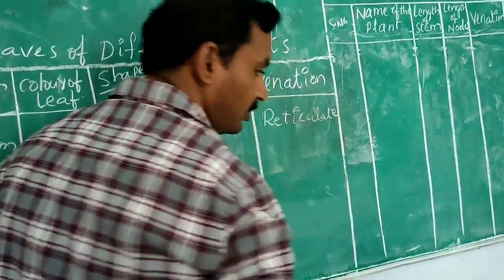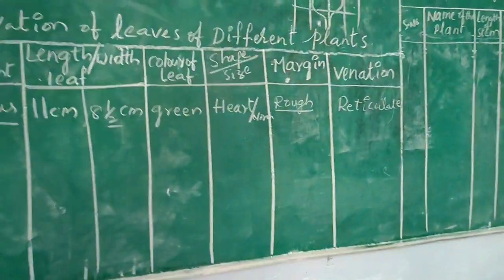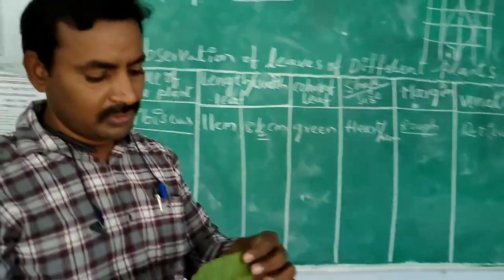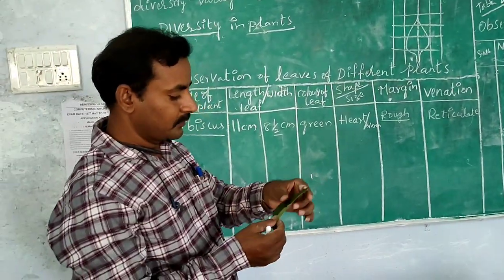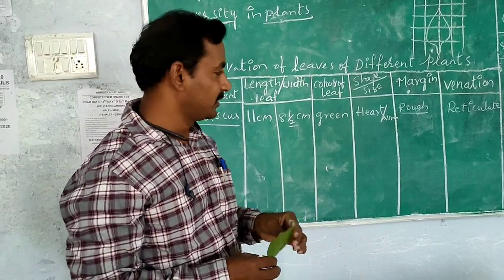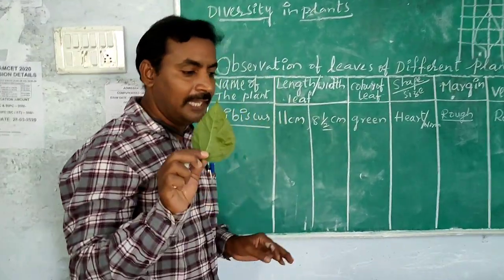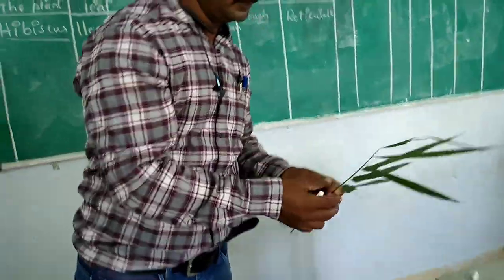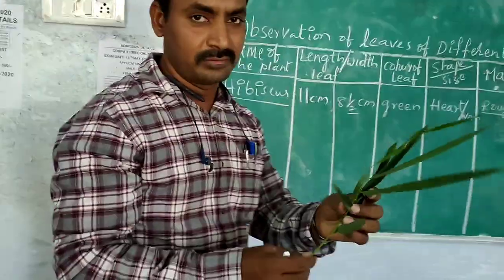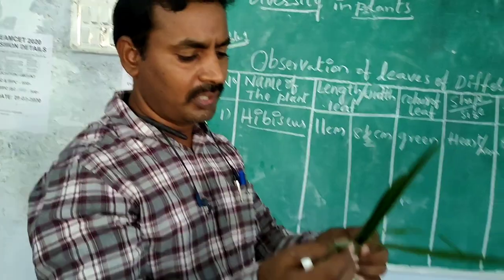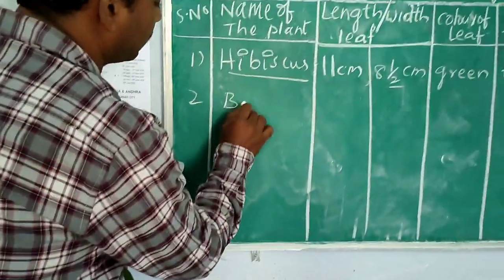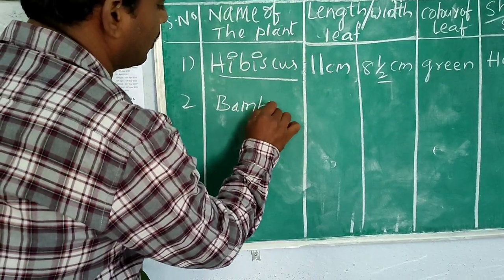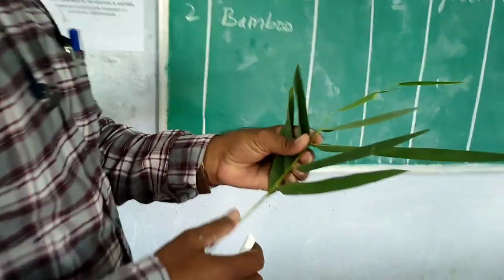Already you know the venation types, reticulate venation or parallel venation. You already learned them in your lower classes. So this is about the hibiscus leaf. And again, I take another leaf. For example, this is bamboo. Usually the local name is veduru. So the second one is bamboo. Locally we call it veduru.